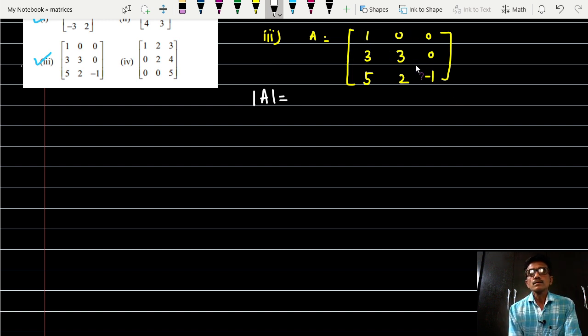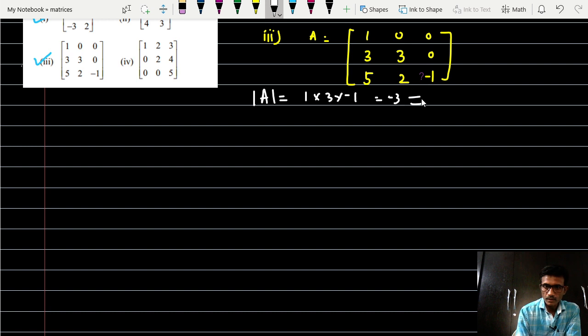Now as it is a lower triangular matrix, whenever a matrix is a lower triangular, upper triangular or diagonal matrix, we can obtain the determinant of the matrix by just multiplying the diagonal elements. So the product of the diagonal elements will be 1 into 3 into -1, which is -3. That is the determinant of this matrix. So the determinant is not equal to 0, it is -3.